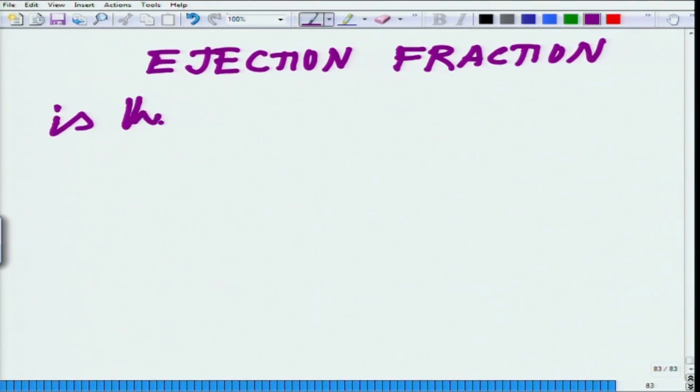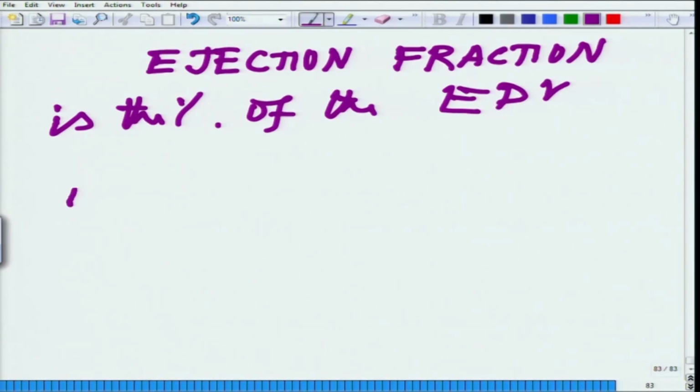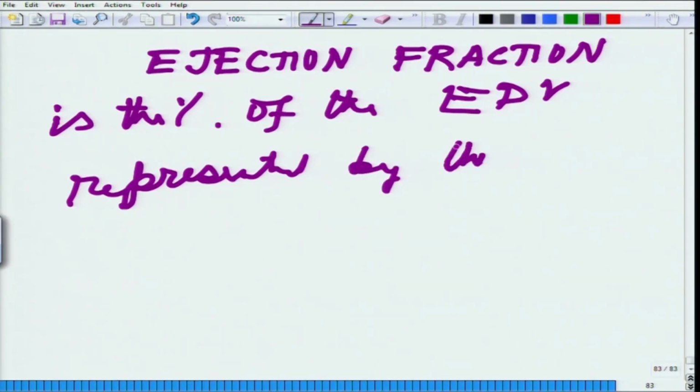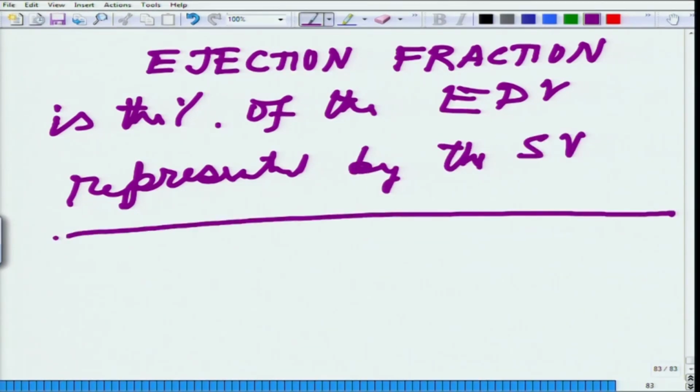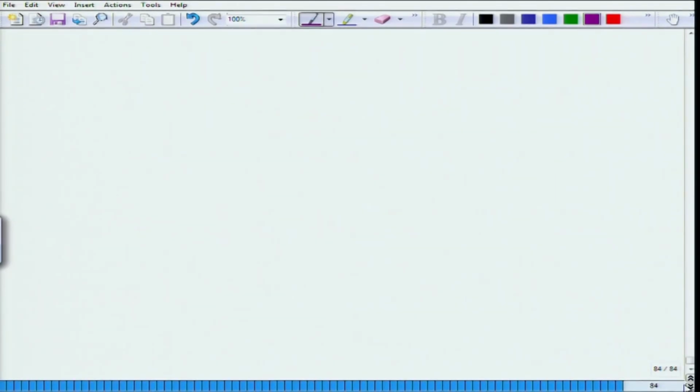And then the ejection fraction is the percentage of the EDV, end diastolic volume, represented by the SV, or stroke volume. From here what we will do, we will measure the cardiac output.